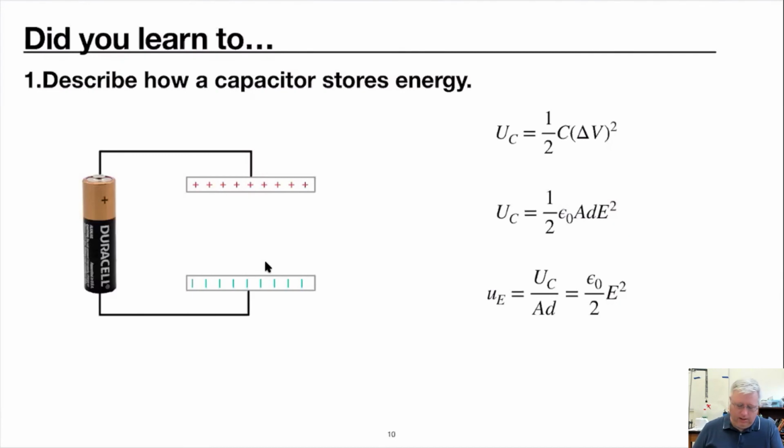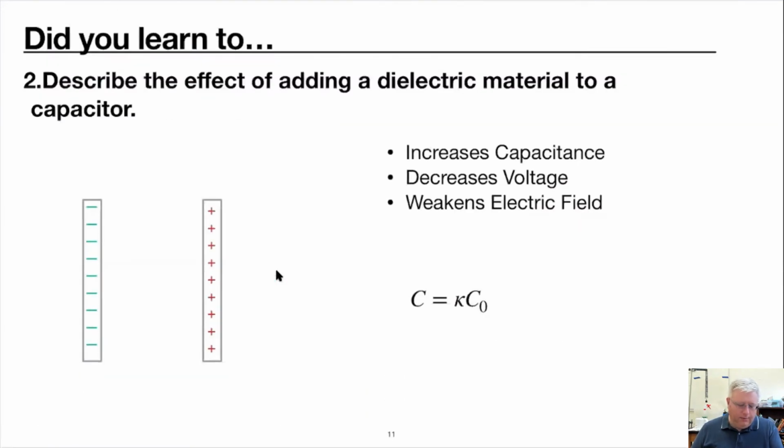And then energy density, the lowercase u, we found a couple ways to find that. And then we learned to describe the effect of adding a dielectric material to a capacitor. We found that relationship: it's just the dielectric constant times whatever the capacitance would be in a vacuum. And we saw that it increases the capacitance, decreases the voltage, and weakens the electric field. Okay, so that's it for lesson 12 and everything going along with chapter 26.